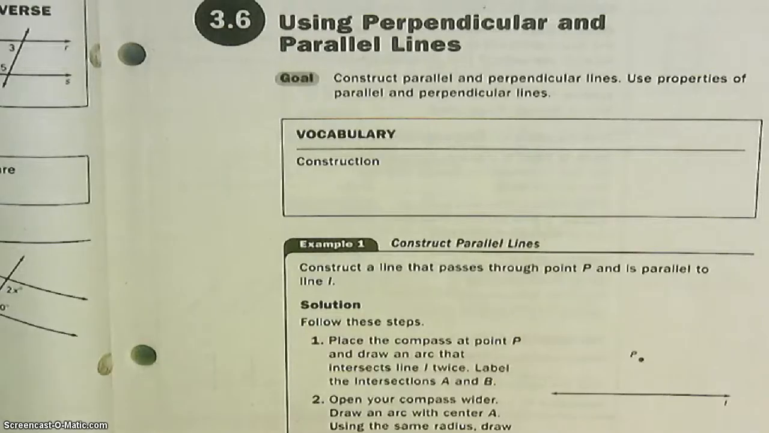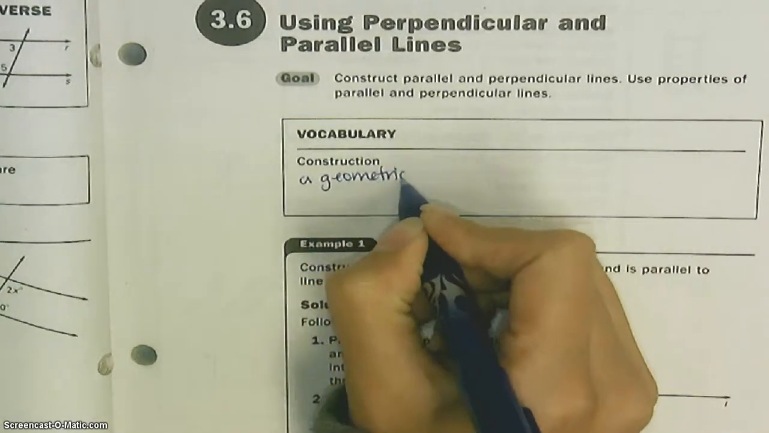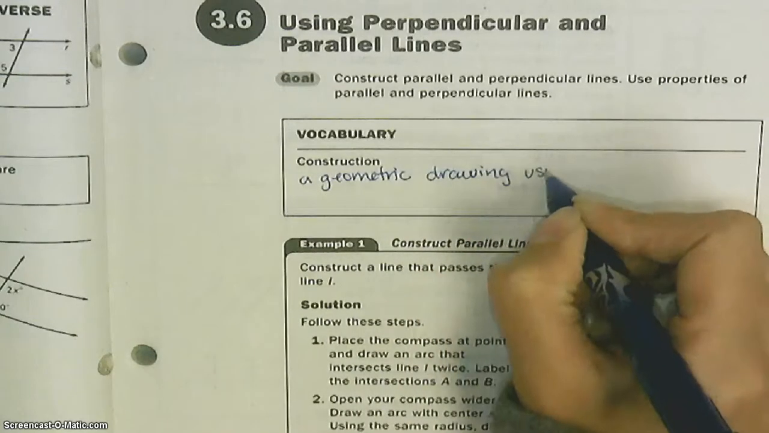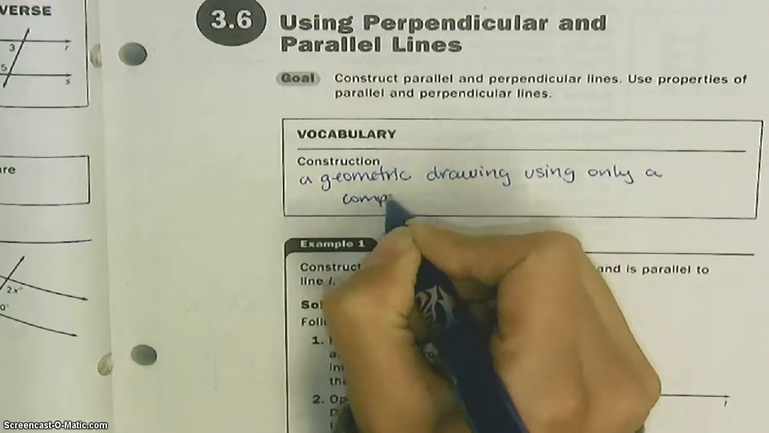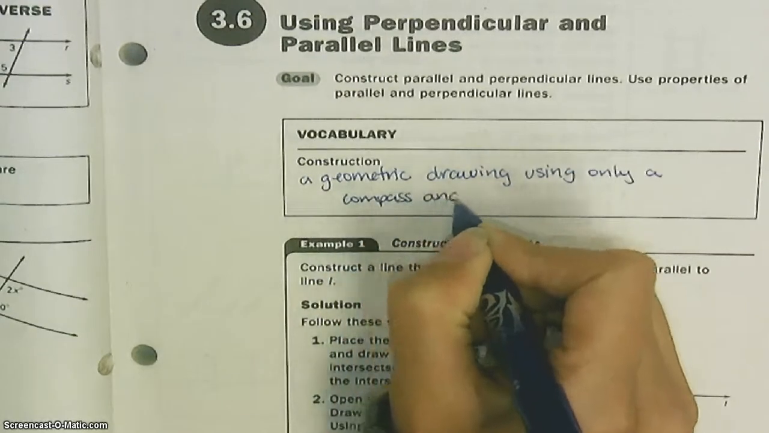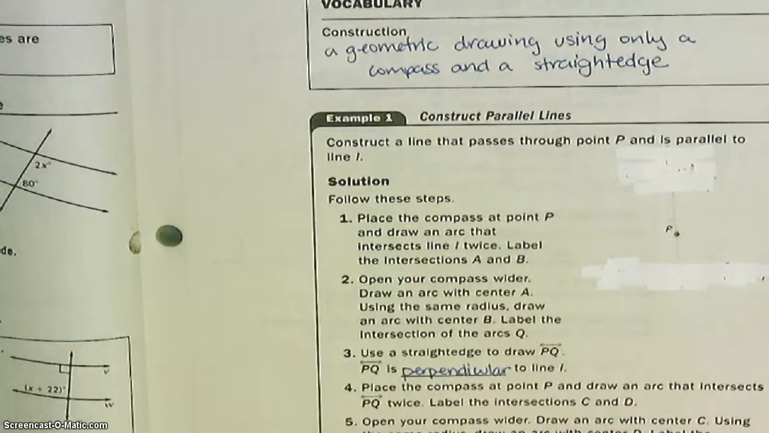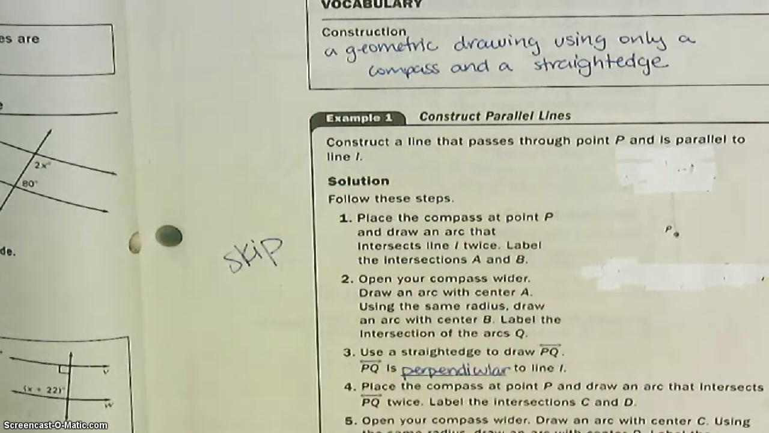Before we start talking about parallel and perpendicular lines, we're going to talk about a construction. Construction is more than just what you see builders building houses and buildings. It's also a geometric drawing using only a compass and a straight edge. We're not going to worry about this one right now. If we have time, we will come back to it, but we're not going to do the construction today.